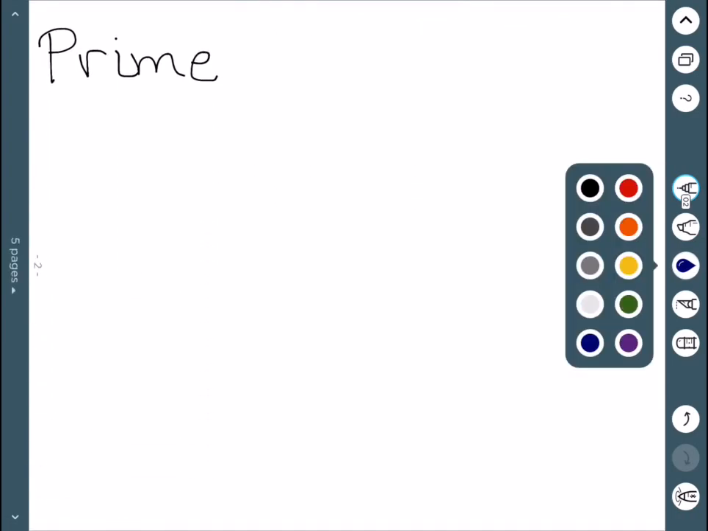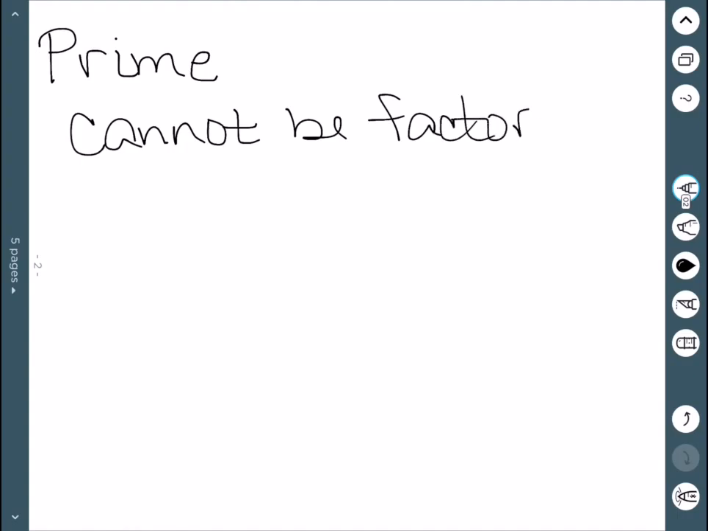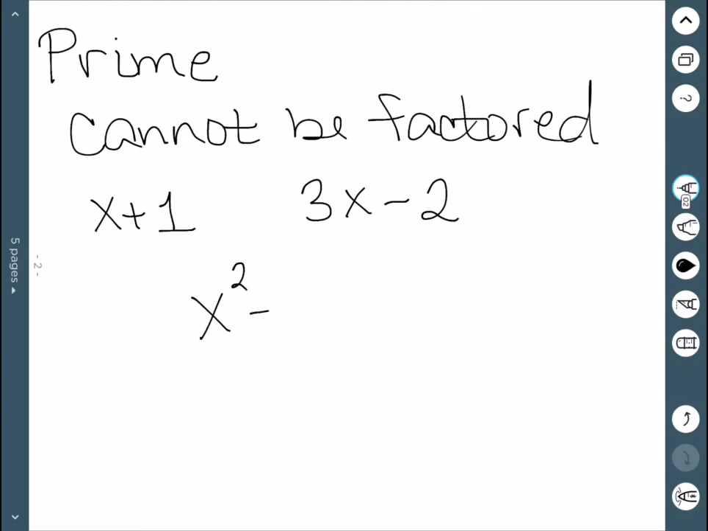We can have a prime polynomial. Primes just means it cannot be factored, so not everything can be written as the product. So for example, something like x plus 1 is in as simple terms as it can be. Another one, 3x minus 2. Also x squared plus 9. So these are all prime polynomials.